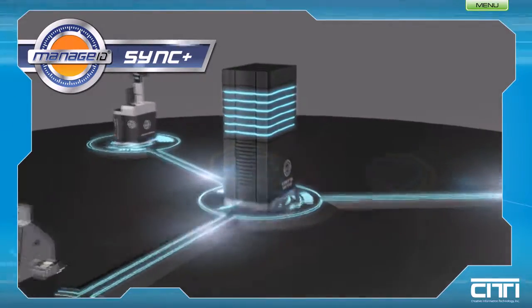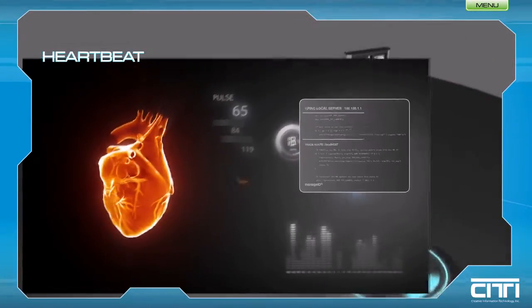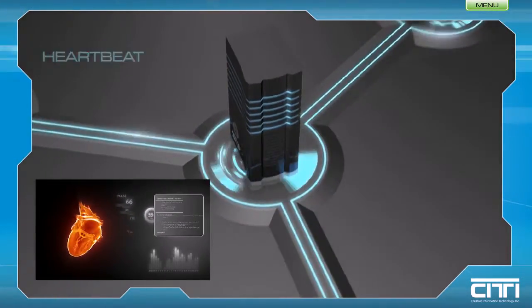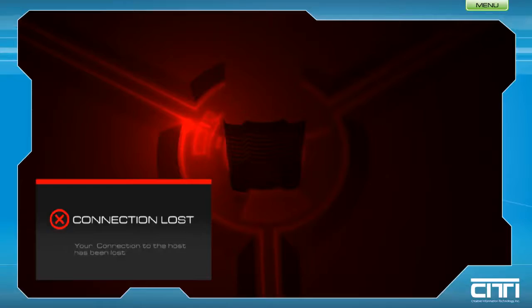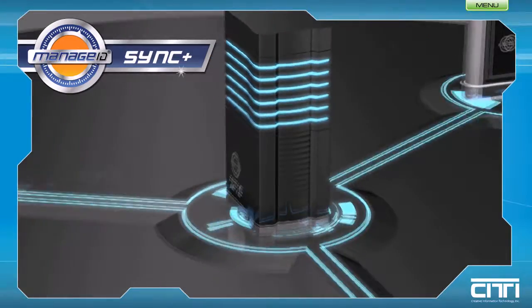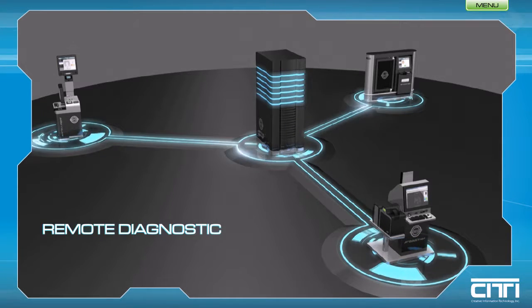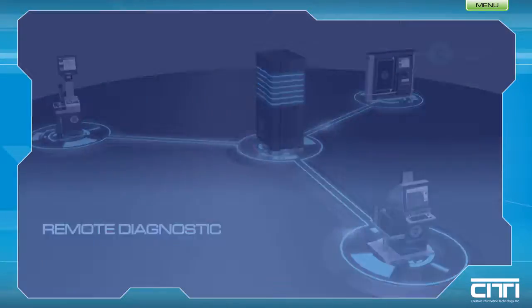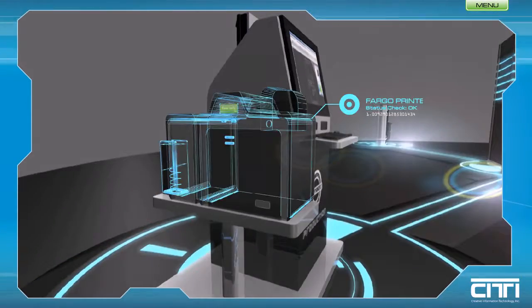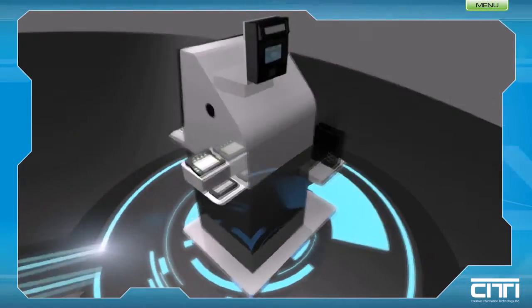ManageID Sync Plus has a built-in and configurable health check monitor called ManageID Heartbeat. It pings all the nodes within the ManageID ecosystem repeatedly for operational statuses, and alerts the administrator in case of network failures. ManageID Sync Plus also includes a configurable diagnostic utility called ManageID Remote Diagnostic. It can be used to verify the components of ManageID installed on each kiosk or node, and their licenses. The ManageID Remote Diagnostic utility can also be used to validate hardware components installed across the network, and monitor their statuses.